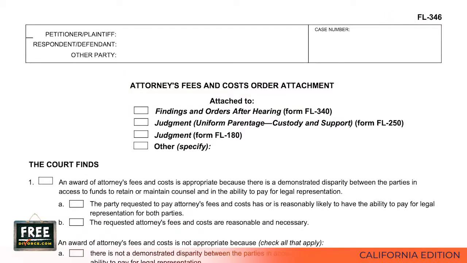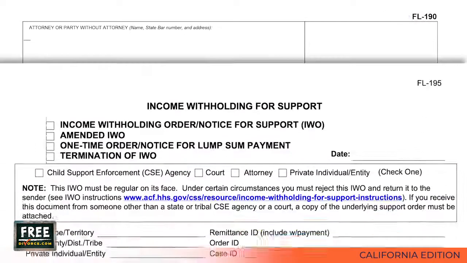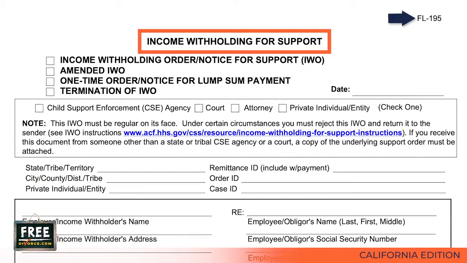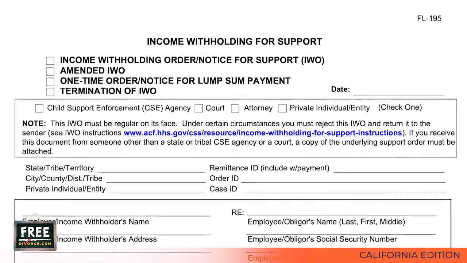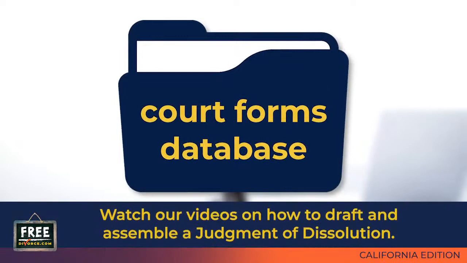After you fill out these Judicial Council forms, attach them to your FL-180 judgment form. You will also need to submit to the court the Notice of Entry of Judgment, which is FL-190. If the court issued a child support order, you will also need to prepare and submit to the court the Income Withholding for Support form, which is FL-195. All of these Judicial Council forms I've just described can be found in our Court Forms database. What you should do is watch all of our earlier videos on how to draft and assemble a Judgment of Dissolution. If you watch these videos, you will know how to draft the Judgment of Dissolution.